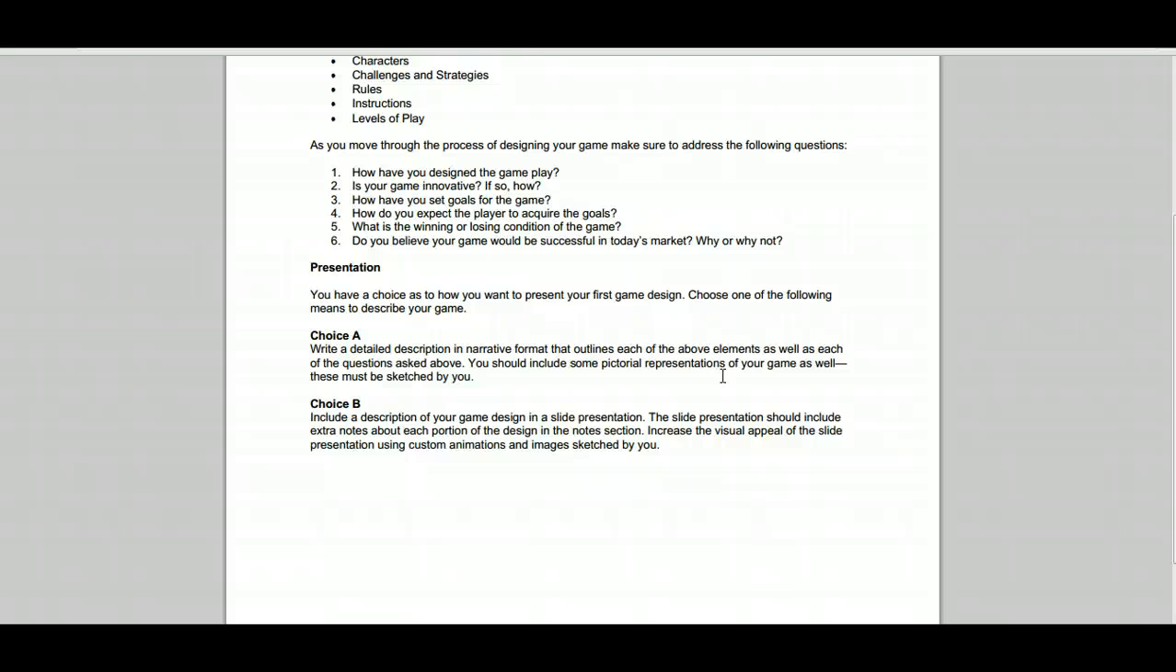Because when people design games or programs or something, they pull out a piece of paper and a pencil and they start just sketching, start drawing. They don't go and find an image program and start designing a graphic off the bat. So there's going to be sketches that you're going to draw.